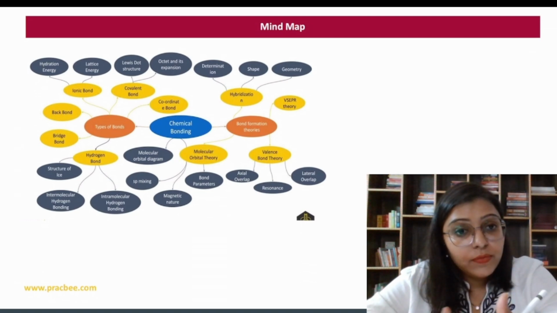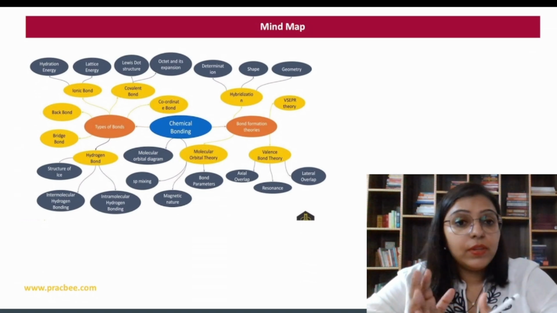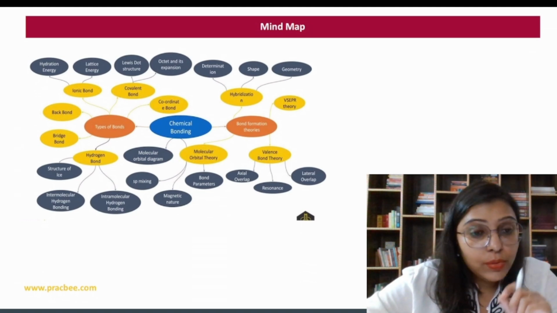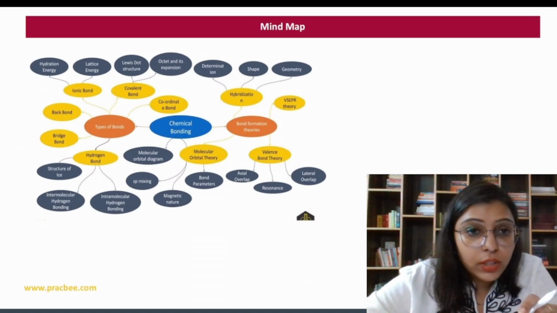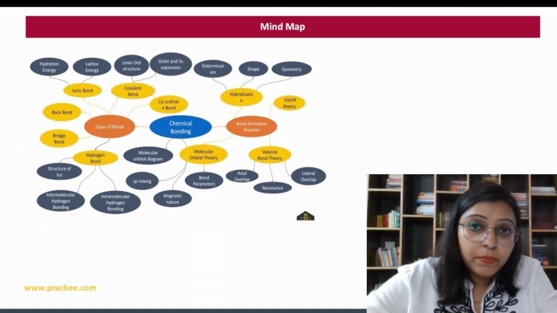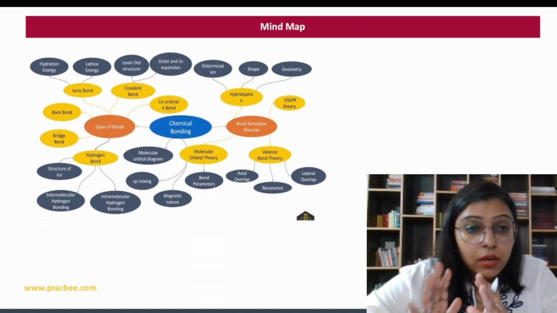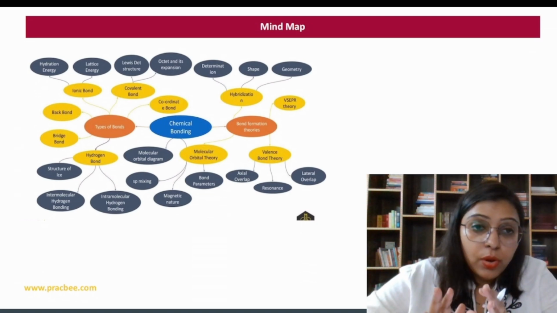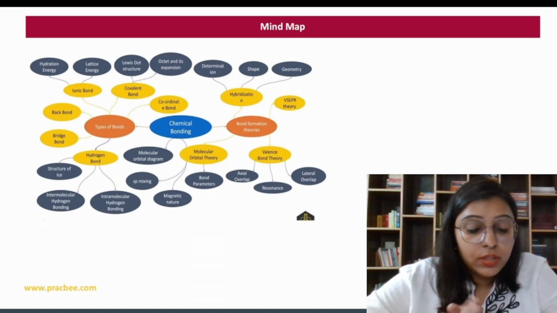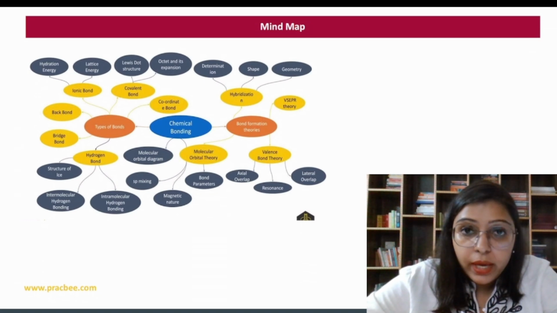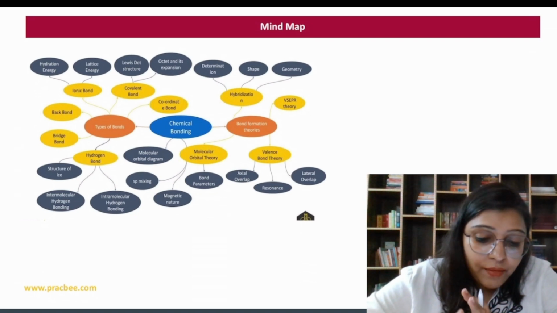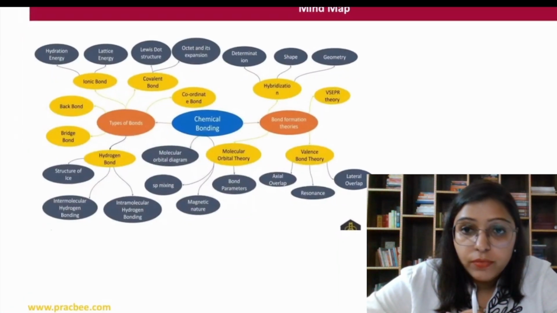What are the properties of the ionic compounds? What are the properties of the covalent compounds? How to draw the covalent bond in the covalent compound. For this part, you should have a good grip. You should know how to write down the Lewis dot structures and all.